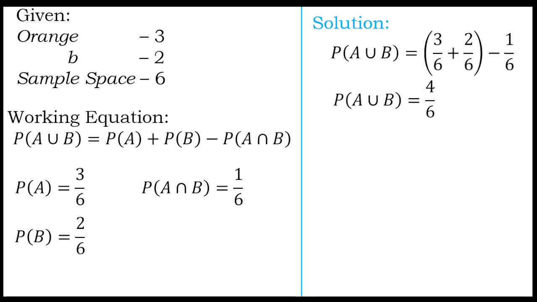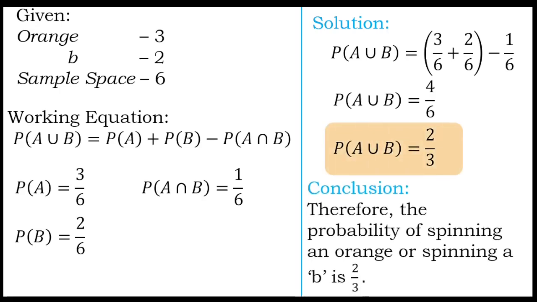Now, remember that your final answer should be in simplified form. So, 4 over 6 have a common factor, which is 2. So, 4 divided by 2, that is 2. 6 divided by 2, that is 3. So, therefore, the probability of spinning an orange or spinning a B is 2 over 3. So, that's how you answer example number 1.